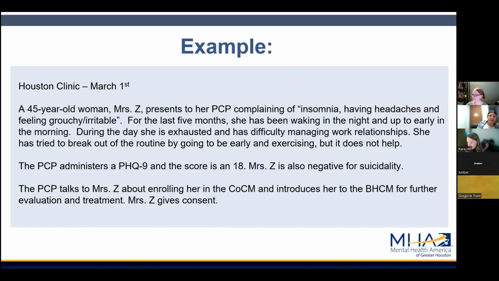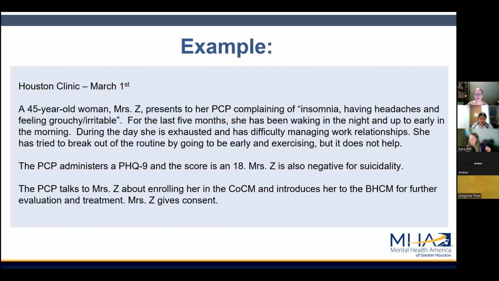Good to know. So we're going to talk about this patient that has come to your clinic and has talked to the PCP about insomnia, having headaches for the last 5 months. The patient has been waking at night, up early in the morning, during the day she feels exhausted, has difficulty managing work relationships, and has been tired, and has tried to begin exercising again, but it hasn't really helped.